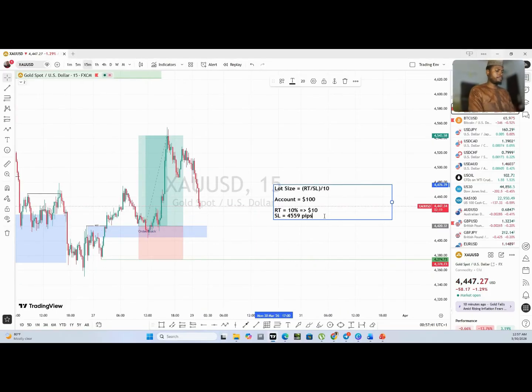So our SL in gold is what? I shouldn't even start with gold, because there is something that I need to tell you about loss size calculation on gold. But let me just start with GBP USD.